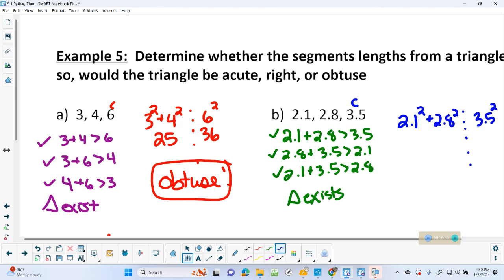Man, Elliot's quick over there. I don't even have it written and he's already got it total. All right, Elliot, what did you get for this? You know it? What did you get for 3.5 squared?